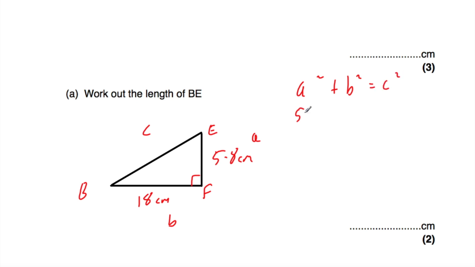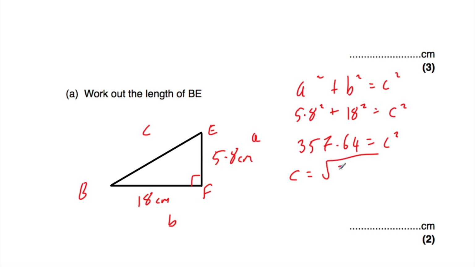So that'll be 5.8 squared plus 18 squared equals C squared. So let's work this out. I'm going to just type in my calculator 5.8 squared plus 18 squared, and that's equal to 357.64, and that's equal to C squared. And then if we do the square root of that, C would be the square root of 357.64, which is 18.91137224. I'm going to round it to 3 decimal places. That'll be 18.911, and that's it.